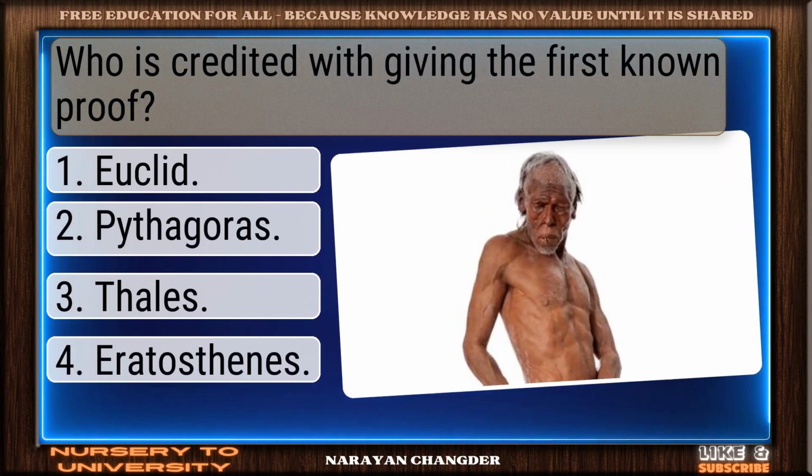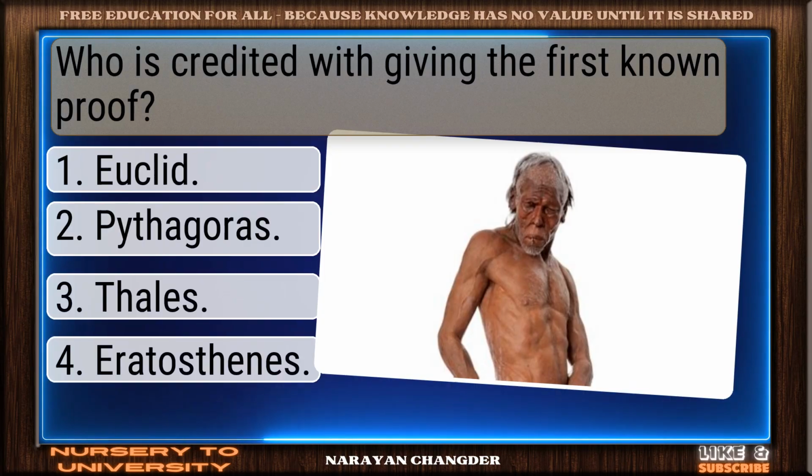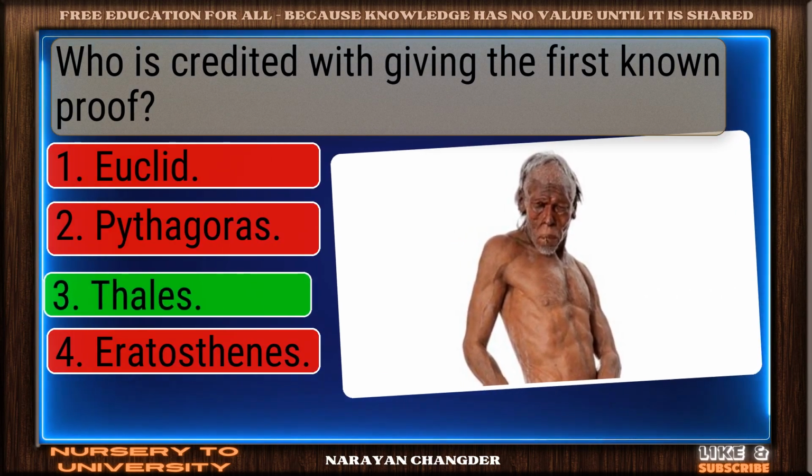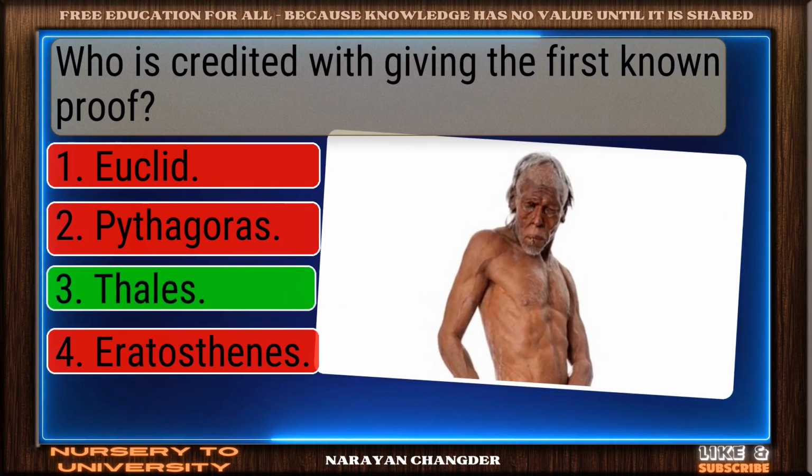Question number 33. Who is credited with giving the first known proof? You got it. Your choice, Thales, is right.